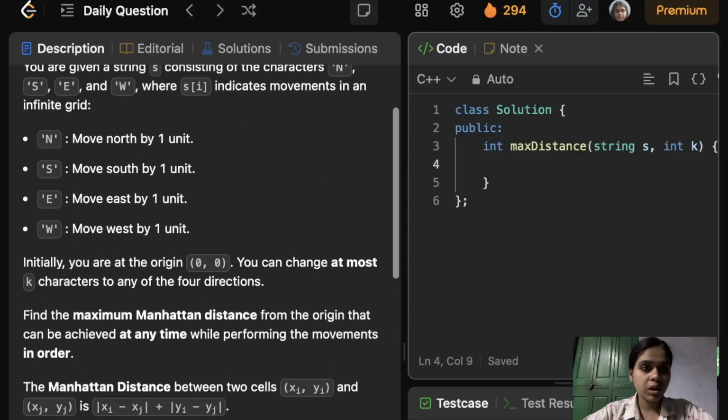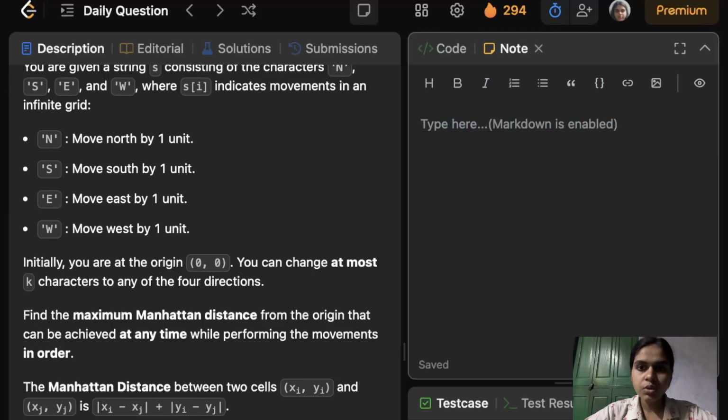Okay, so let's break this down first. Let's write it in a note. What does N mean? N means move north by 1 unit. So we consider north as plus 1 in the y coordinate, move up basically. What will S mean? S will be move south by 1 unit, so it is move down in the y direction. So it will be minus 1 in y.